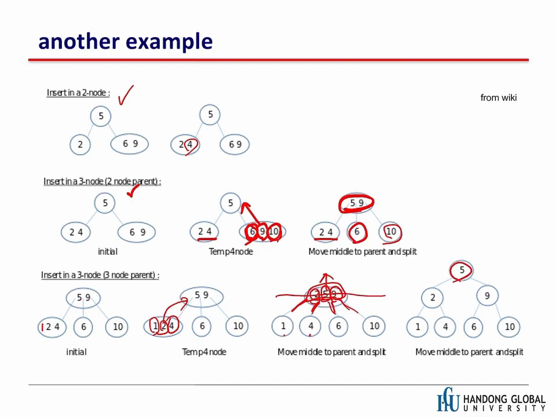So 5 is here. So we increase the depth of this tree only in this case. So look at this one. Only in this case we increase the height of the tree. So in this case we don't change the structure at all. In this case we have one more node in this layer, and we don't change the height of the tree.